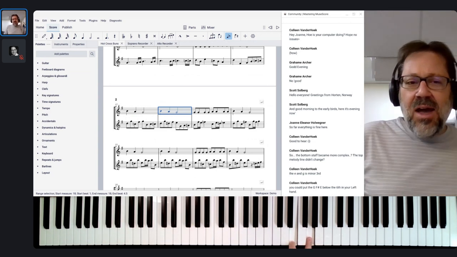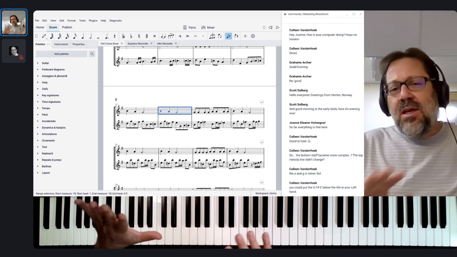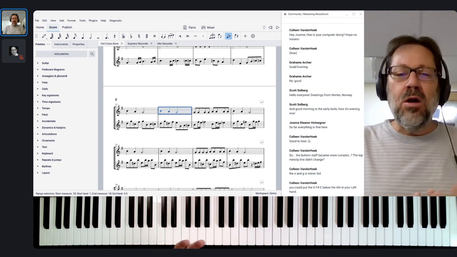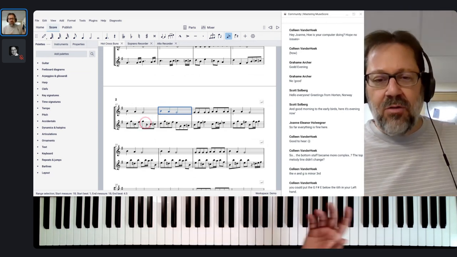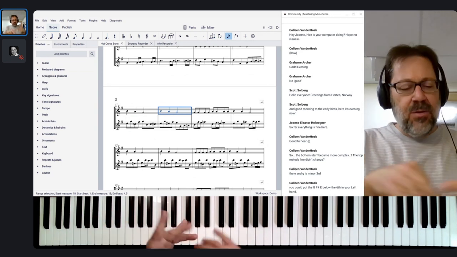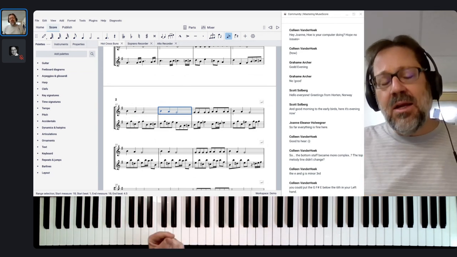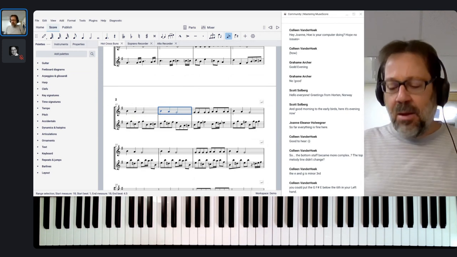So this idea that we're gradually increasing the complexity, not just in terms of how hard, because obviously this is eighth notes and I started off with quarter notes and half notes, so it's fingering-wise more complicated, but it's also harmonically more complicated as I'm moving along.